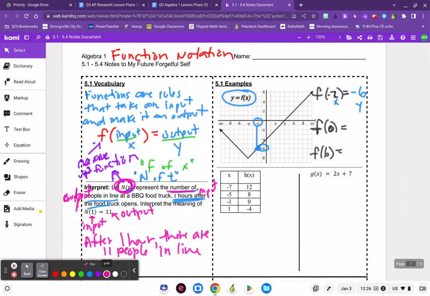f of 0 means I'm going to look for when x is 0, that's here, and that's right on the y-axis. And the y that goes with that is -4. So I found when x is 0, y is -4.